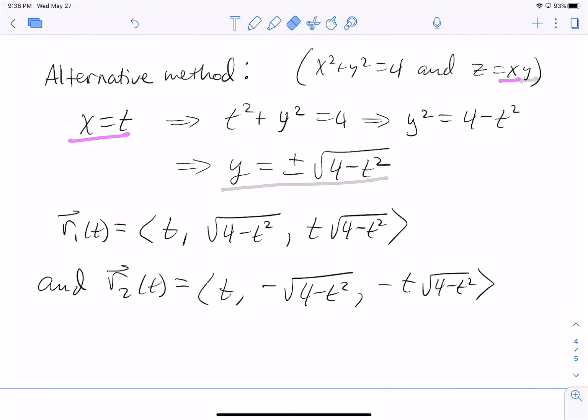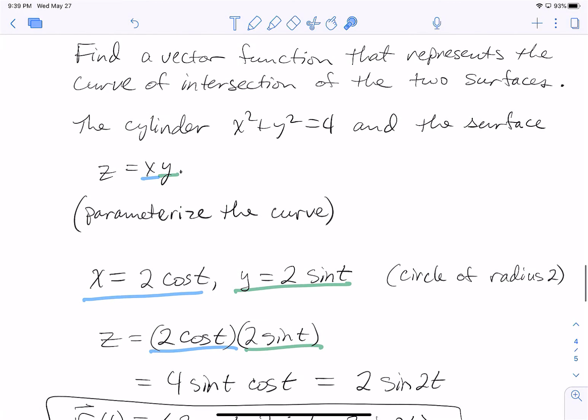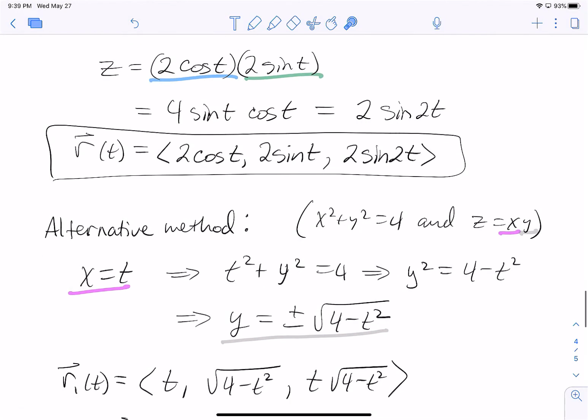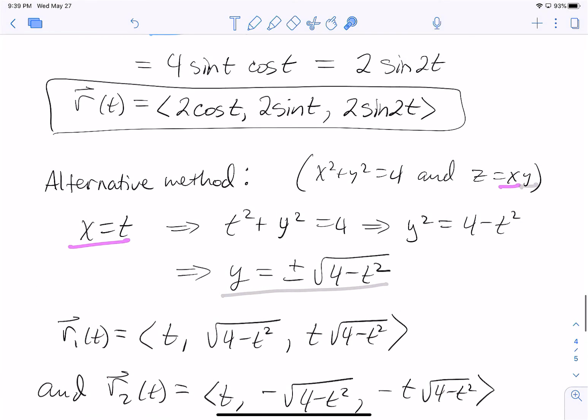Now, I'm thinking that this is a valid representation for the curve, but I don't think that we actually follow the directions here because we were asked to find a vector function that represents the curve of intersection. What we did with the sine and cosine is a vector function. This is actually two separate vector functions, but they do represent the same curve. I'm going to call the one with the sine and cosine the actual answer.